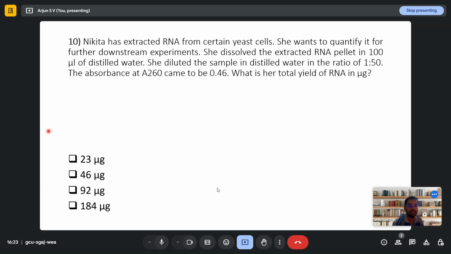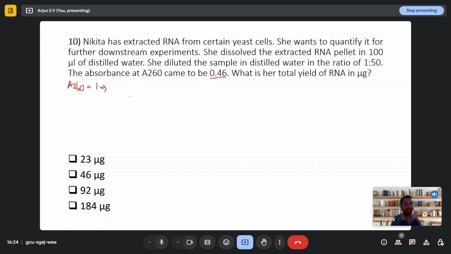That is the question here. Just to solve the question, I'll give a hint. Typically in RNA quantification experiments, we take absorbance at 260. So if our absorbance at 260 is equal to 1, here it's 0.46, right?